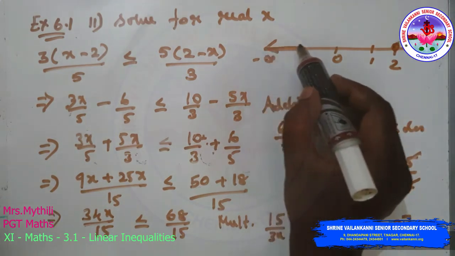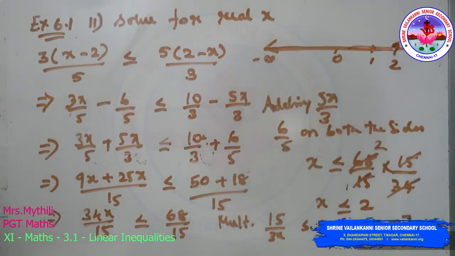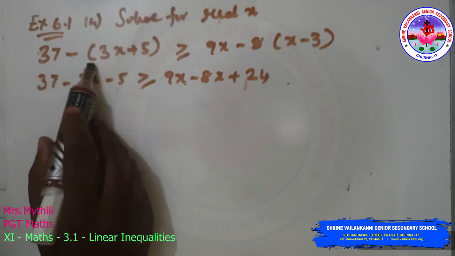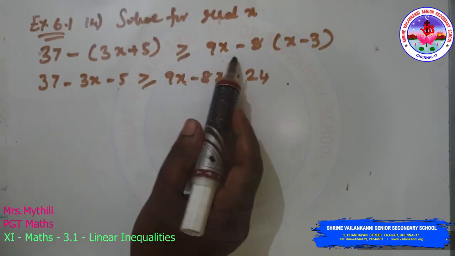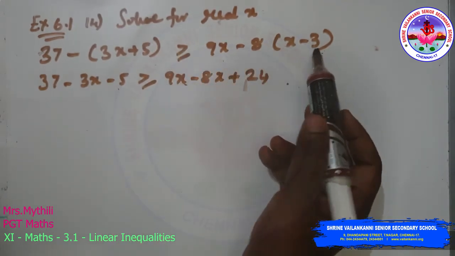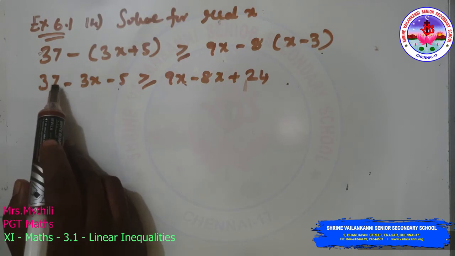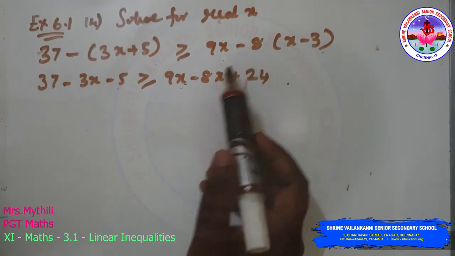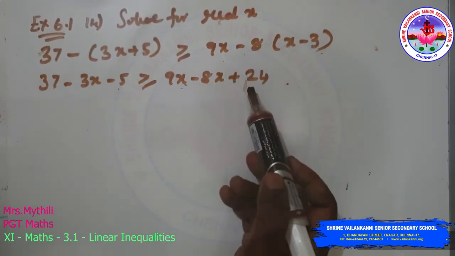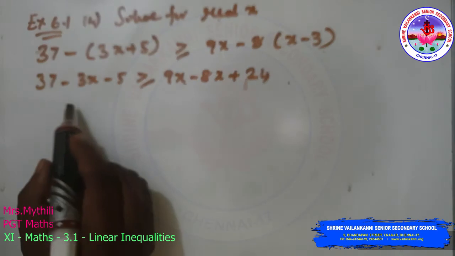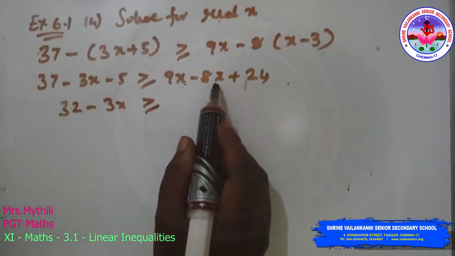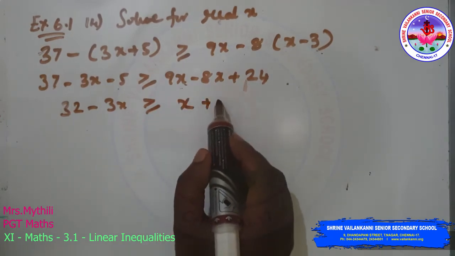So from minus infinity to 2. 14th one, solve the following inequality for real x. 37 minus (3x plus 5) greater than or equal to 9x minus 8 into (x minus 3). So multiplying this, we get 37 minus 3x minus 5 greater than or equal to 9x minus 8 into x is 8x, minus 8 into minus 3 is plus 24. So 37 minus 5 is 32 minus 3x greater than or equal to 9x minus 8x is x plus 24.